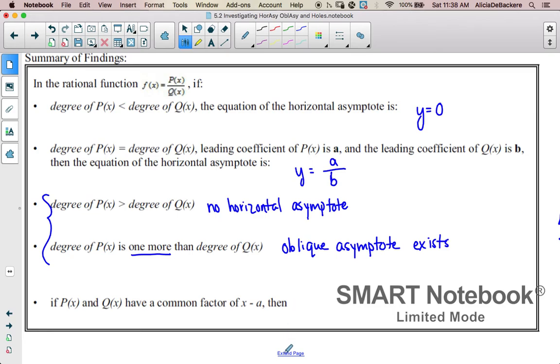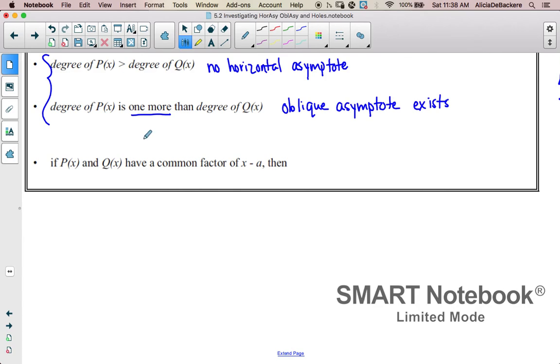All right, and then the last one, if p of x and q of x have a common factor of x minus a, that means I can rewrite them with each of them having a factor of x minus a. That means I could cancel those out, and I would get a hole at x equals a. So it's minus a in the bracket, then the hole is at x equals positive a.